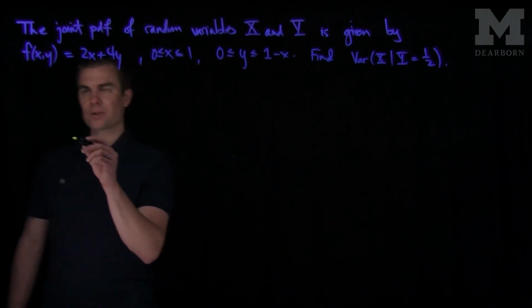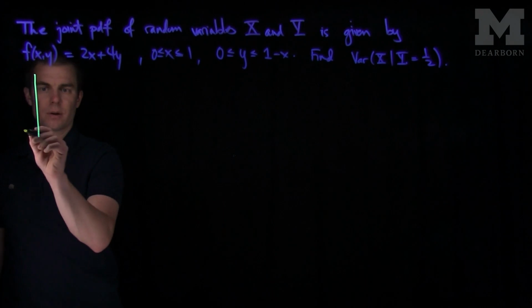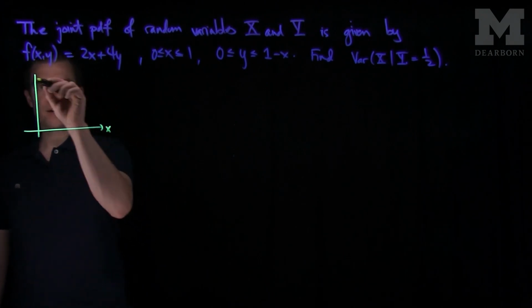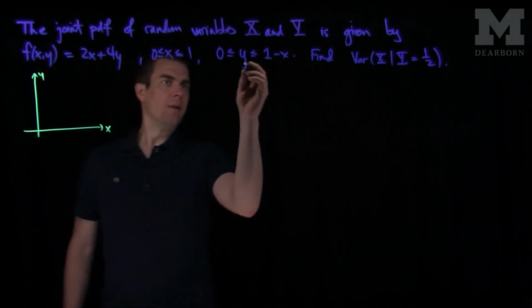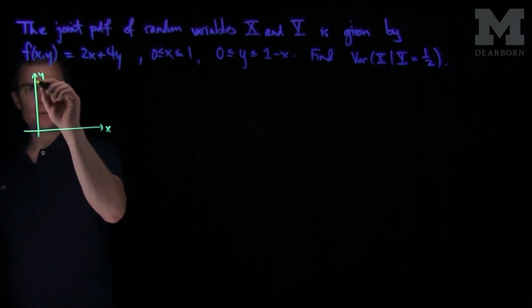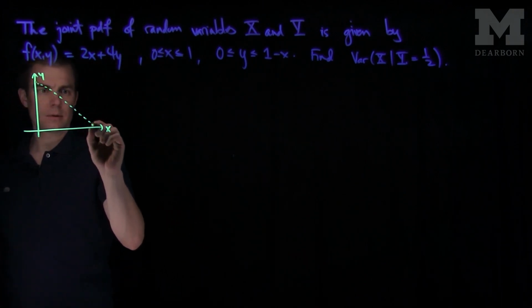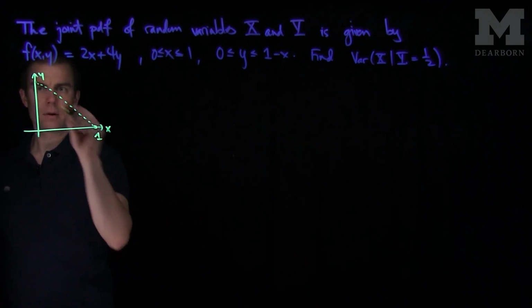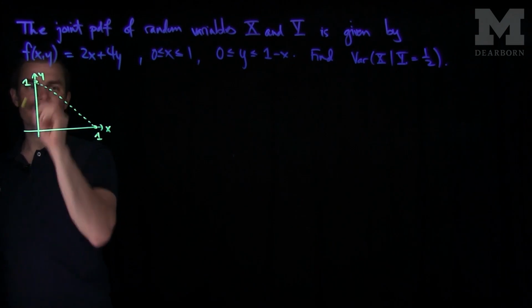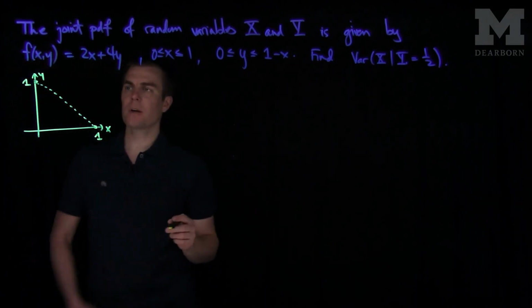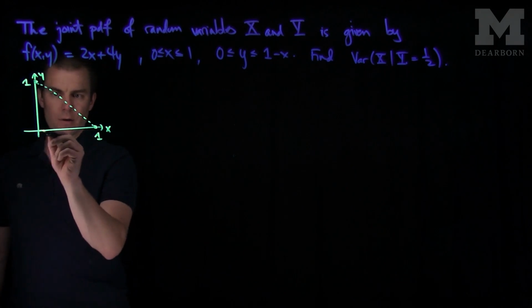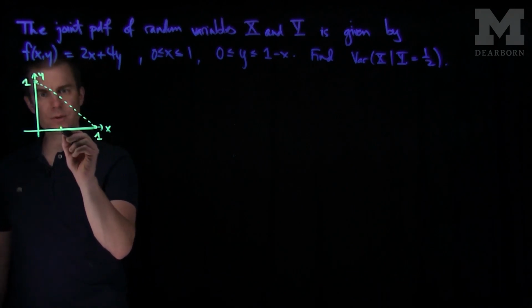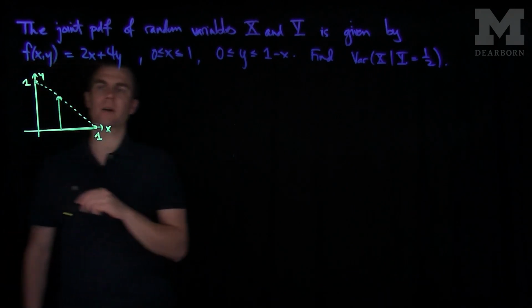So we first sketch our region where the PDF is supported. Here's our x-axis, here's our y-axis, and the line y equals 1 minus x looks like this. It starts with a y-intercept of 1 and slopes down with the slope of -1. And so x goes between 0 and 1, and y goes between 0 and this line. So our region of integration is this triangle.